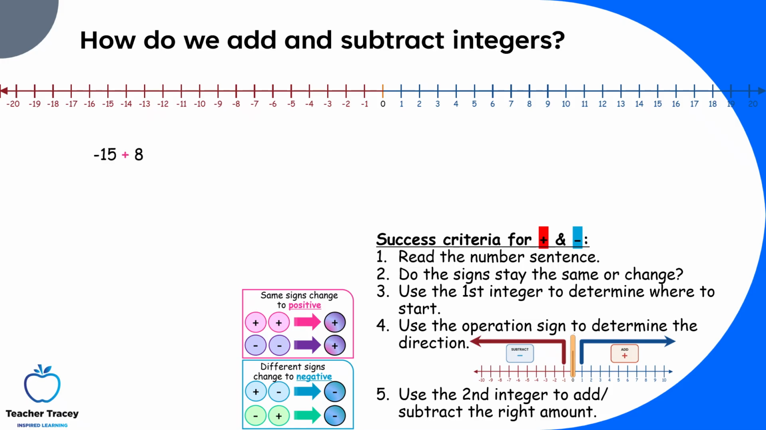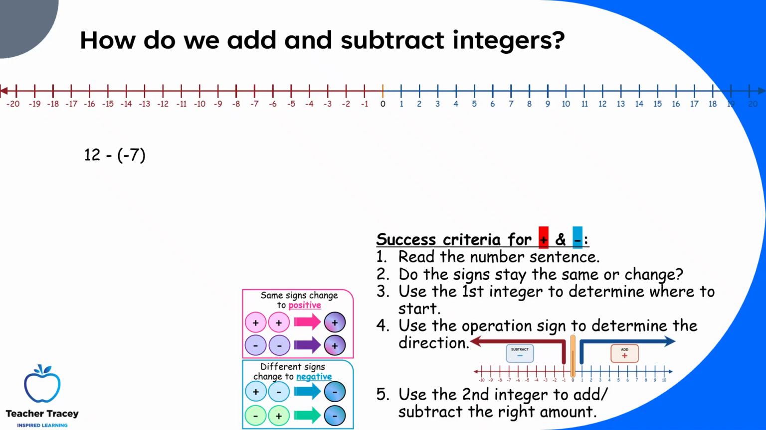The next step is to use the first number to know where to begin on the number line. Use the operation to know which direction we're moving in. So a positive means we're moving to the right. And finally, we use the number, the second integer, to know how many to hop by. So I like to break it up into 2 hops to make it easier, but you could equally do that in 1 hop or in your mind. So minus 15 plus 8 is equal to minus 7.